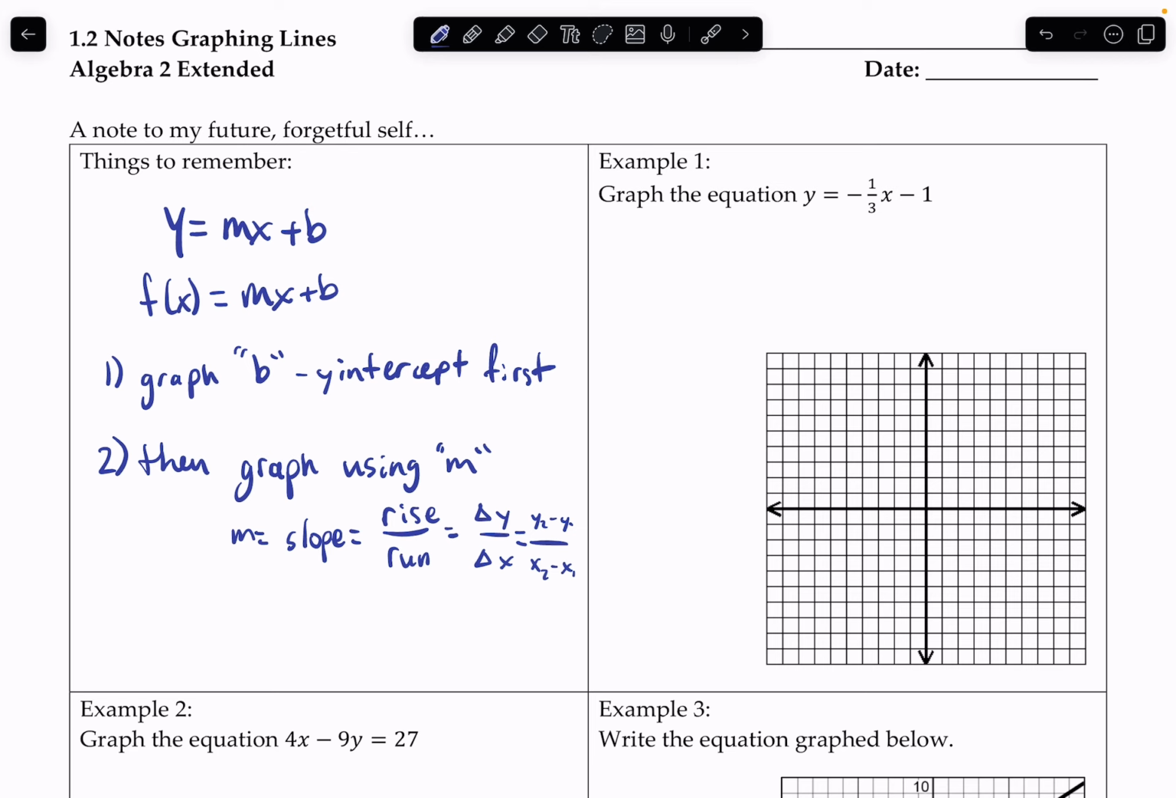So what does that look like? Let's look at this first problem here. I am going to start with that b value of -1. What that means is that on my y-axis, this line is going to start at -1. -1 on the y-axis is right down here.